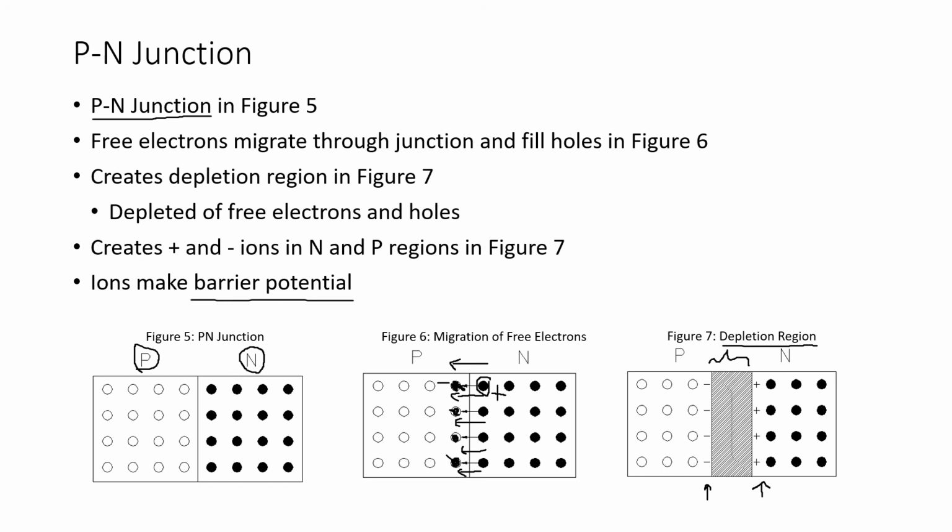And as we see here, when we join these P and N regions together, we have a migration of electrons through the PN junction. And that migration of electrons through the PN junction creates a layer or region of ions on both sides of the depletion region. And this is what we call the barrier potential of the depletion region, or the barrier potential. And that barrier potential for silicon is approximately 0.7 volts.